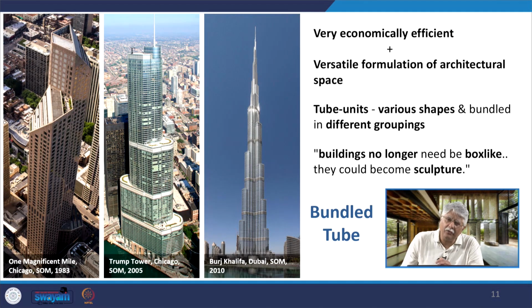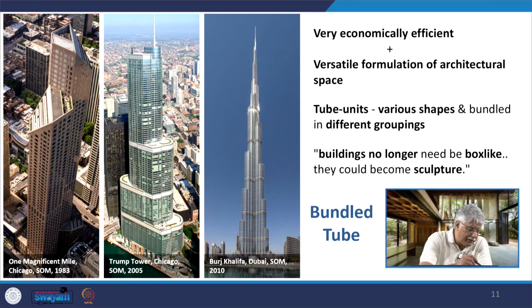Now this proved to be very economically efficient for very tall skyscrapers, but also it gave a very versatile formulation of the architectural space or the floor plate of the building. And as a result of this, we didn't just have to have simple cuboids rising up to great heights. They could have varying shapes, and the tube units were able to provide those various shapes, and they could be bundled in different groupings, and the buildings need not any longer be box-like.